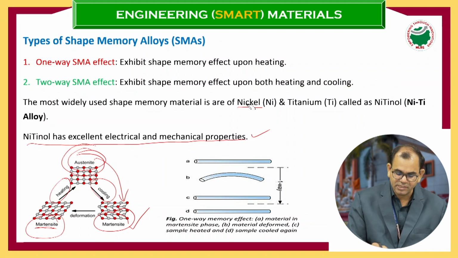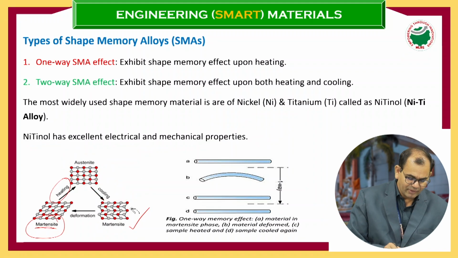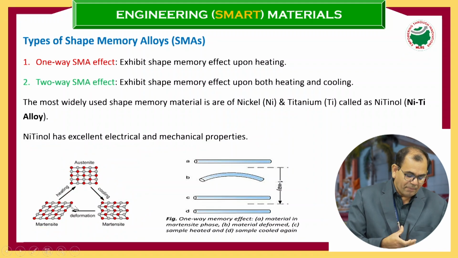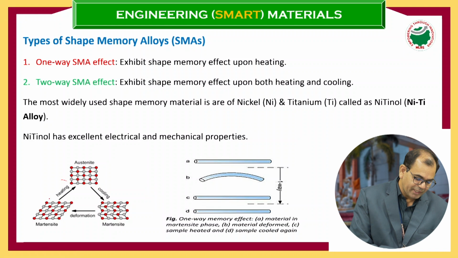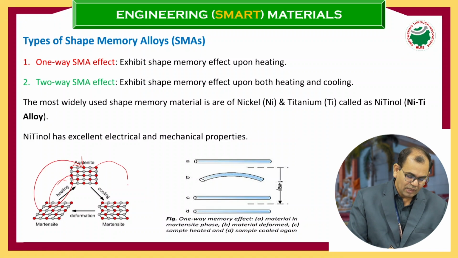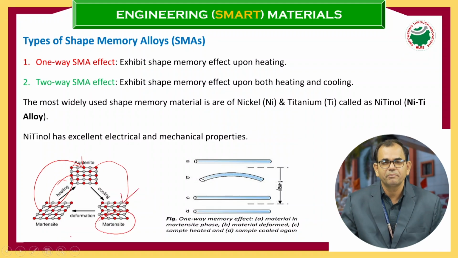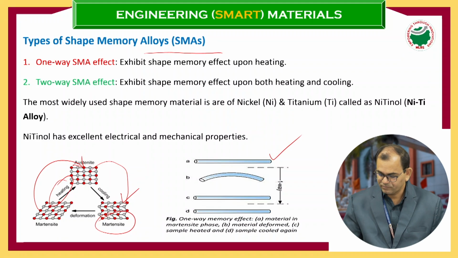What is the best example? Martensitic phase change. Upon heating, martensite goes to austenite, upon cooling austenite goes to martensite. So it's going to its original position. This is the best example for the shape memory alloy. Another example: a spring or any rod, when we bend it, it goes back to its original position. So that also comes under shape memory alloy.